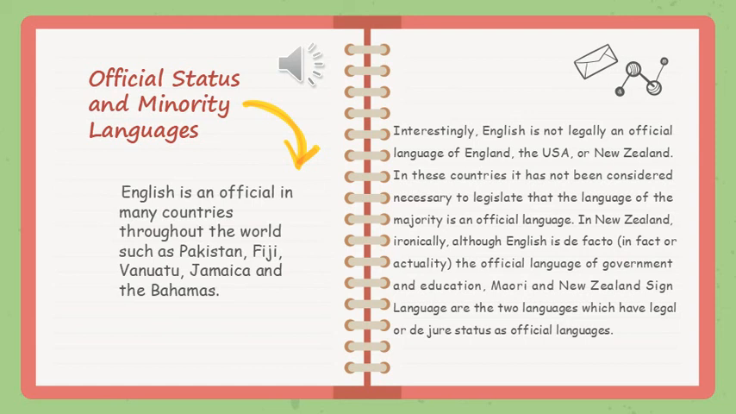Official status and minority languages. English is an official language in many countries throughout the world, such as Pakistan, Fiji, Vanuatu, Jamaica, and the Bahamas. Interestingly, English is not legally an official language of England, the USA, or New Zealand. In these countries, it has not been considered necessary to legislate that the language of the majority is an official language. In New Zealand, ironically, although English is de facto, in fact or actuality, the official language of government and education, Maori and New Zealand Sign Language are the two languages which have legal or de jure status of official languages.